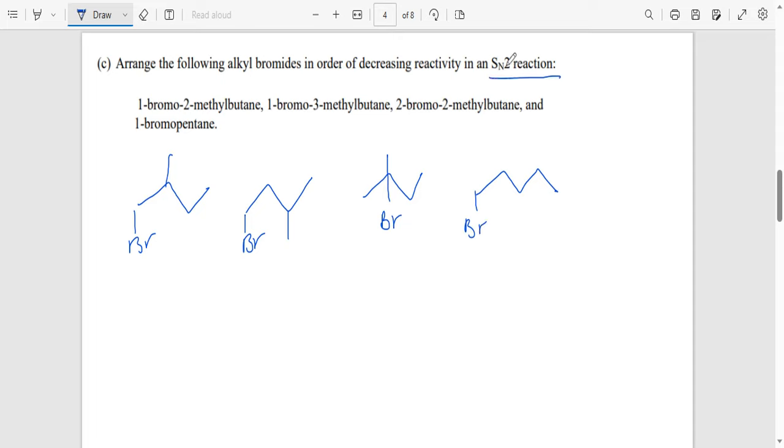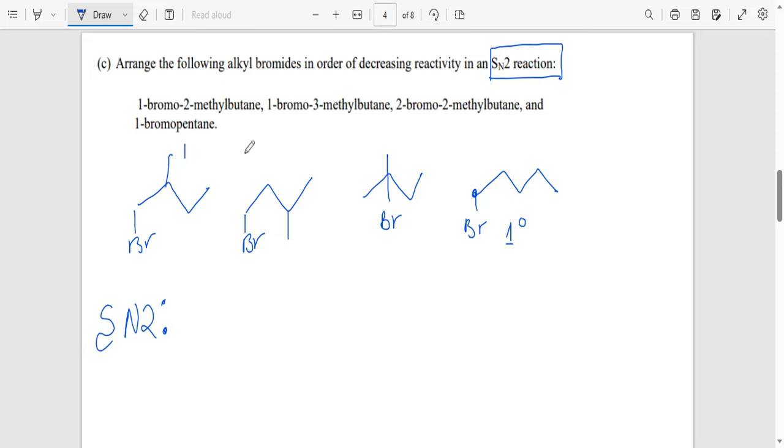Now for SN2 reactions, the more substituted a compound is, the slower the reaction is going to proceed. We want to arrange in decreasing reactivity, meaning we start with the most reactive in SN2. So the most reactive is the one which is the least substituted. We can see for the last one here, this one is a primary. Why? Because this carbon bonded to the bromine is only bonded to one group. That's why we're calling it a primary compound.